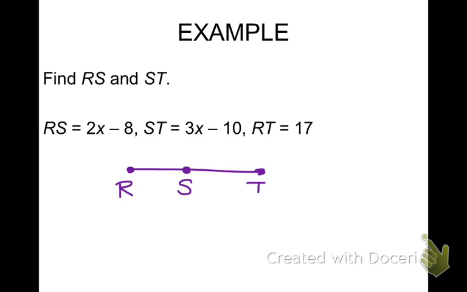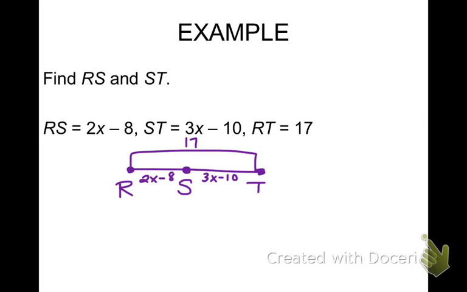It's telling us that RS is 2x minus 8. ST is 3x minus 10. Victoria? But what about F? Oh, is there an F in the directions? Oh, that's a typo. That's supposed to be R, not an F. Oh. Sorry. And the whole thing is 17.